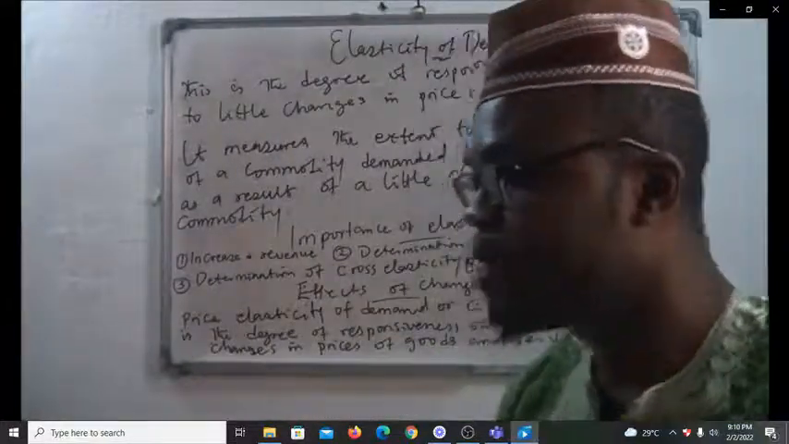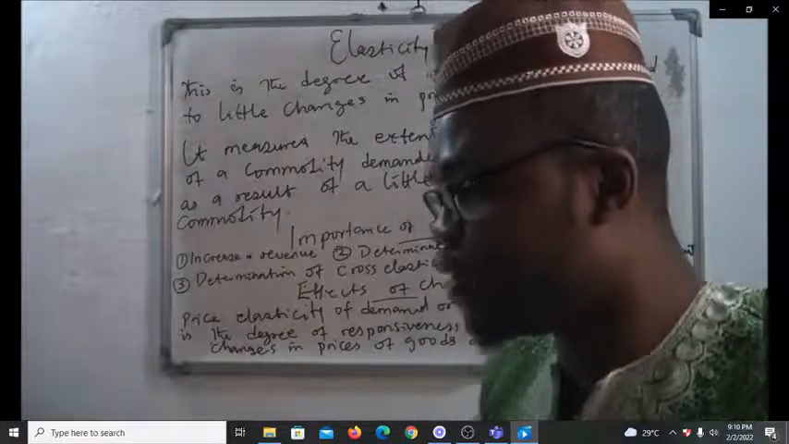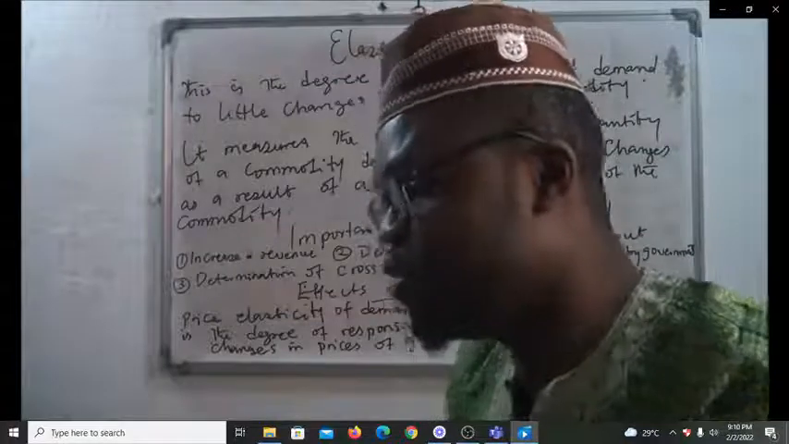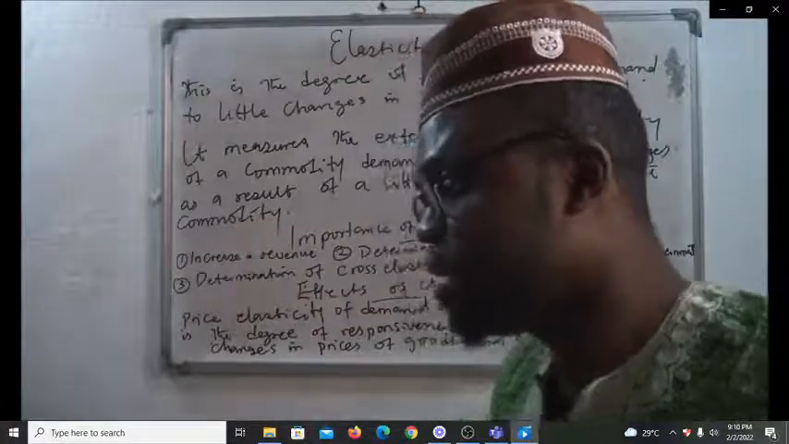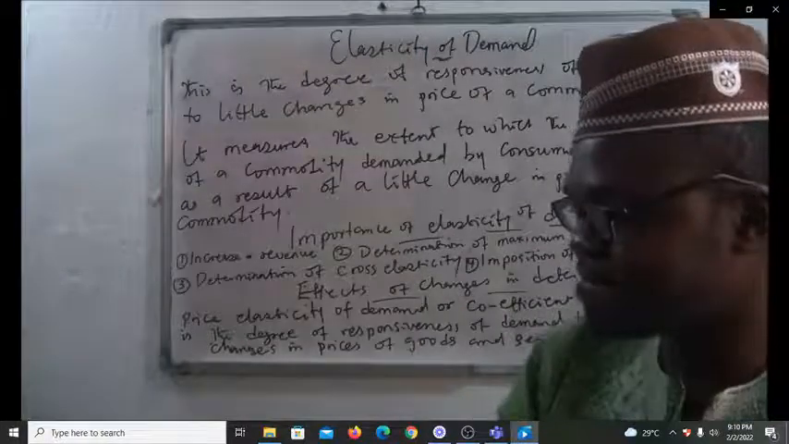what? Milo. All of a sudden, you wake up, you go to market, you have money that you want to use in buying Bonvita, and you now realize that Bonvita has increased. What will you do? You quickly leave the Bonvita and do what? Buy Milo, because you can do without it. There is a substitute, isn't it?